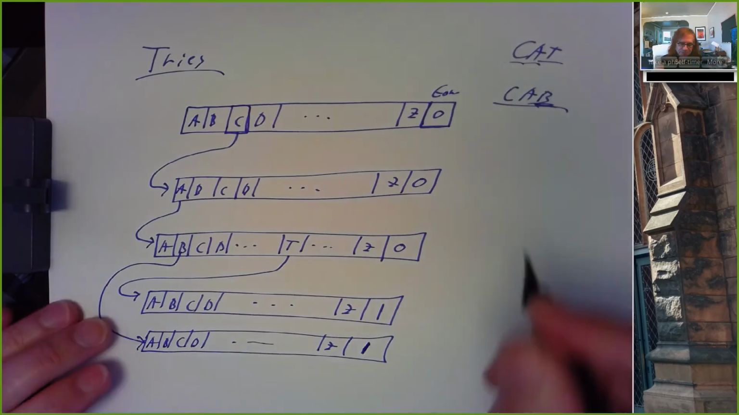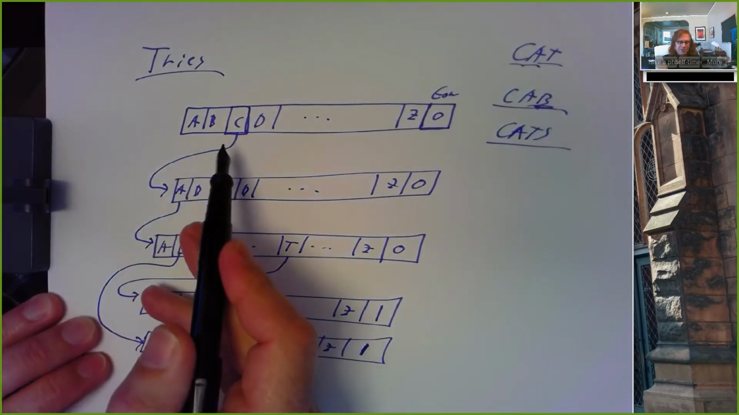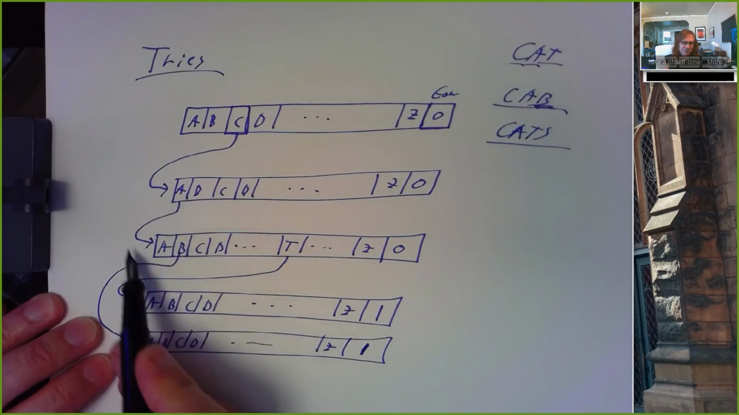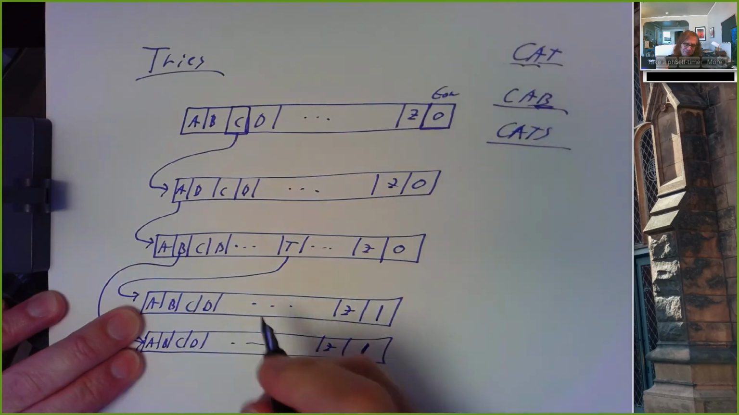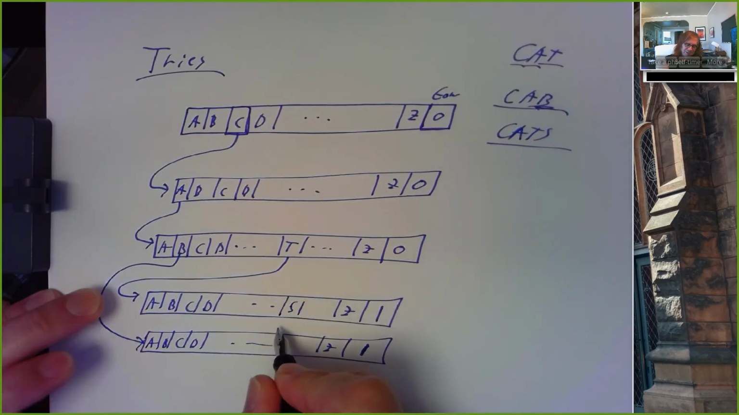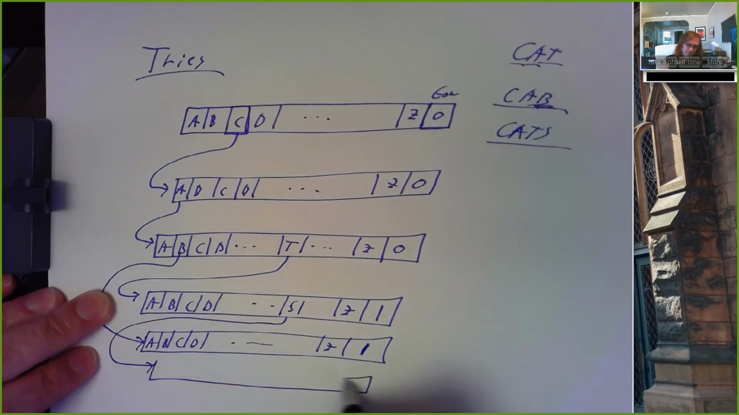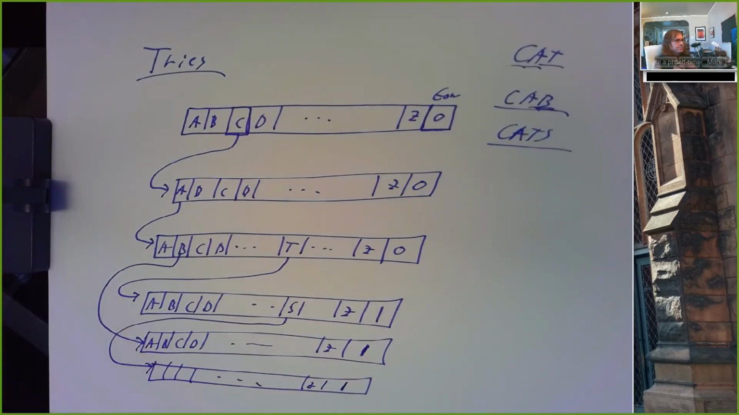If I want to store the word cats, I'll look at the C, it's already pointing somewhere, I'll come down here. The A is pointing somewhere, I'll come down here. The T is pointing somewhere, I'll come down here. My fourth letter is S, so I'll have the S point to a new node, and I'll set the end of word flag to a 1.